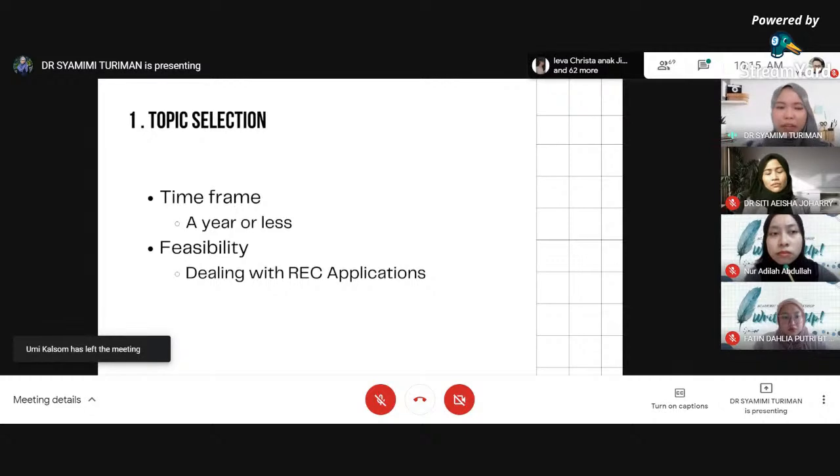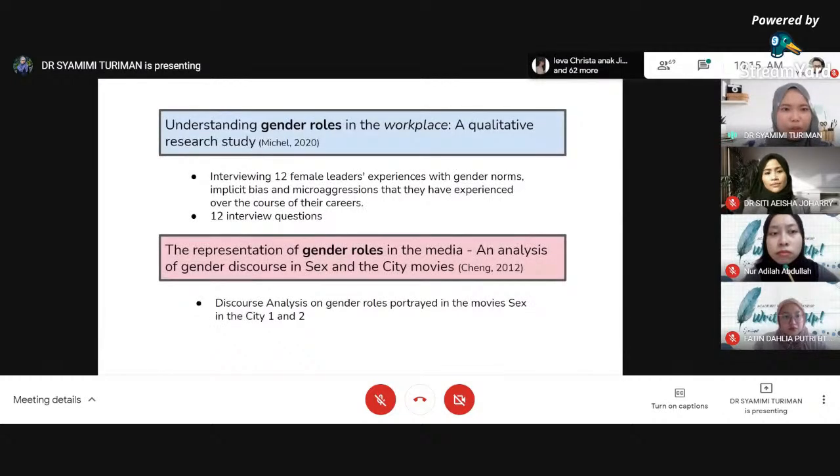Okay, right, which brings me to, for example, let's look at these topics first to consider. Okay, so these are actual research topics. Let's say you are interested in studying gender roles. Given the first topic in the blue box here, the title of the study is Understanding Gender Roles in the Workplace, a Qualitative Research Study. Okay, so this is a study by Michelle, 2020.